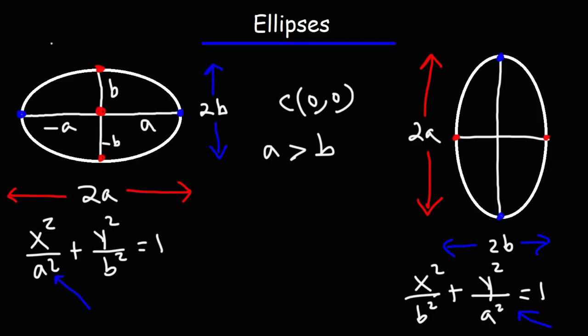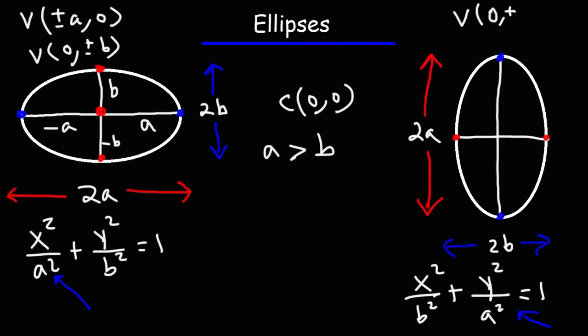For the ellipse on the left, the coordinates of the major vertices are plus or minus a, 0. For the minor vertices, it's 0, plus or minus b. For the ellipse on the right, it's the reverse. The coordinates of the major vertices are 0, plus or minus b, and for the minor vertices, it's plus or minus a, 0.